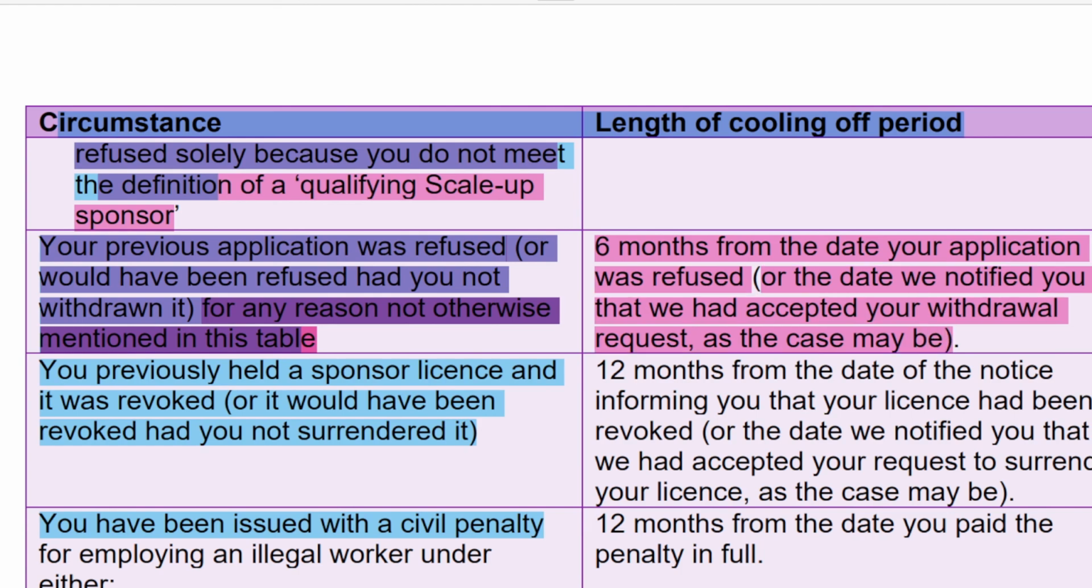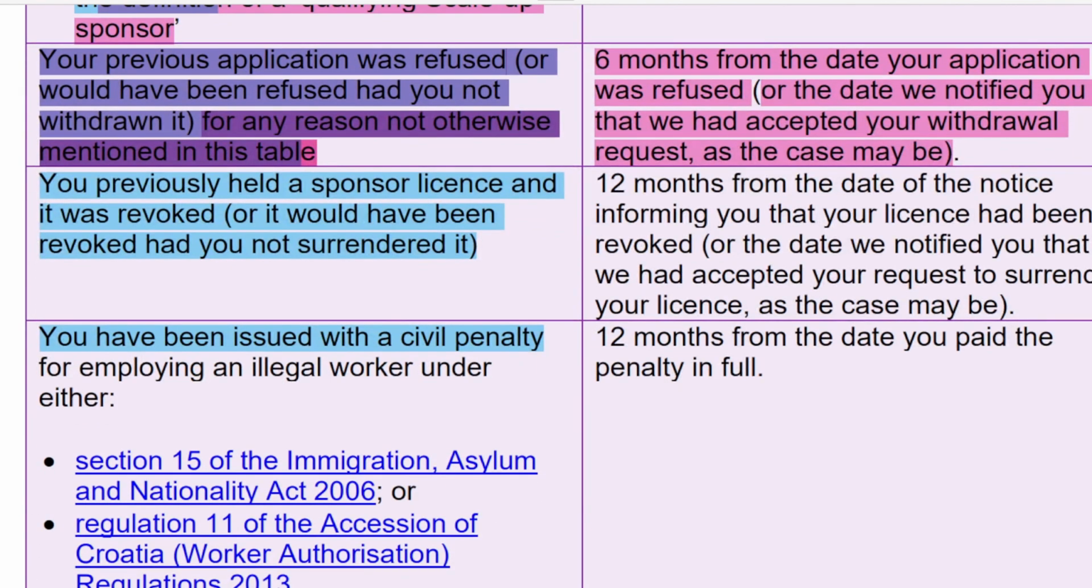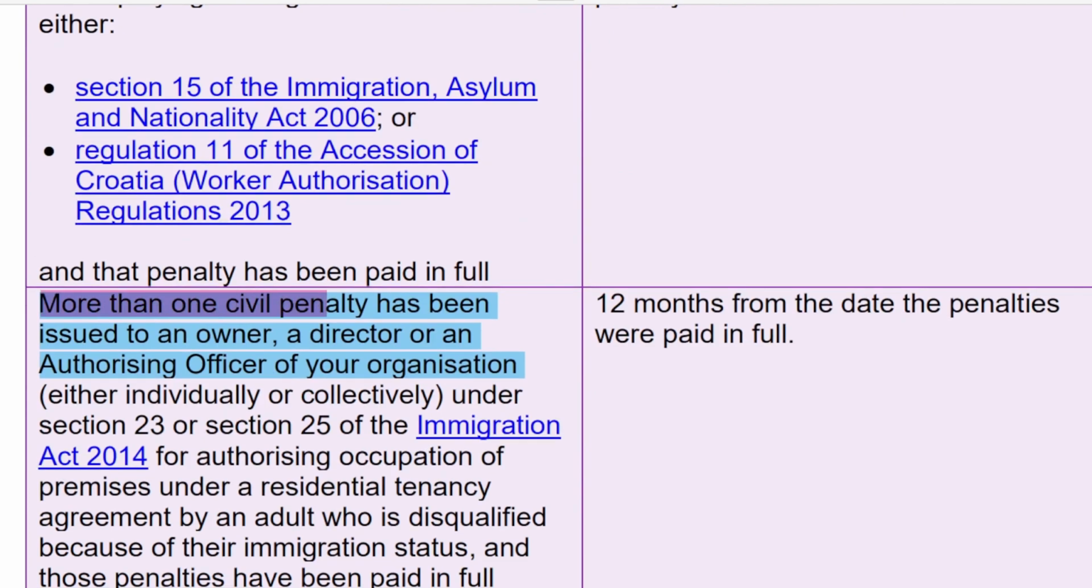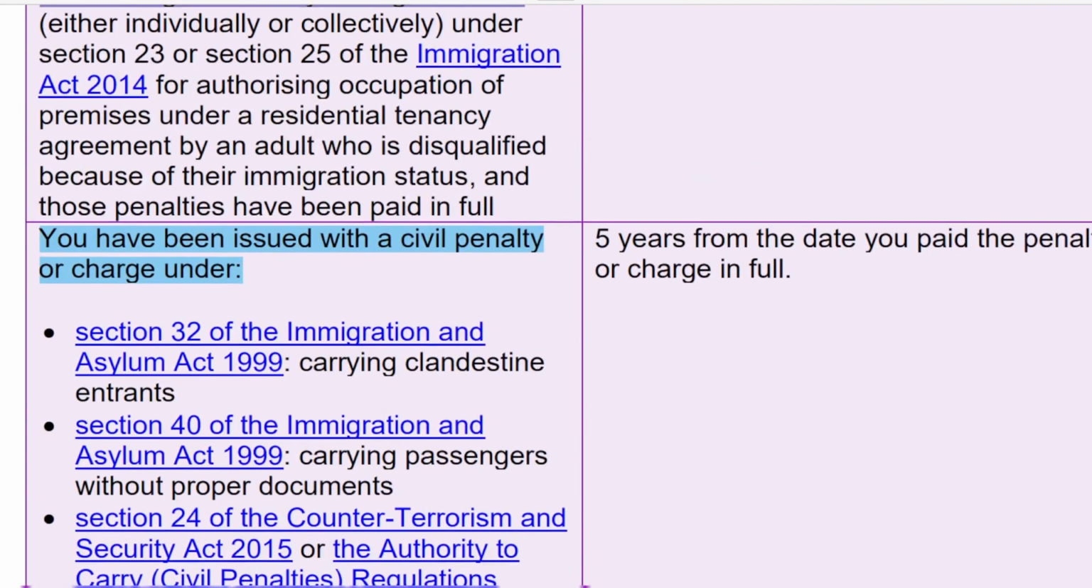So this is the 6 month cooling off period for the circumstances on the left side. You previously held a sponsor license and it was revoked. In that case, 12 months from the date of notice. You have been issued a civil penalty. In that case, 12 months from the date. More than one civil penalty has been issued to the owner, director, or authorizing officer: 12 months from the date the penalties were paid in full.